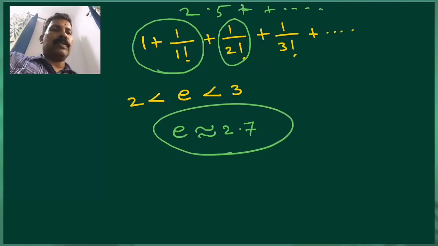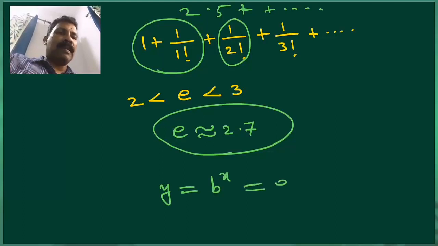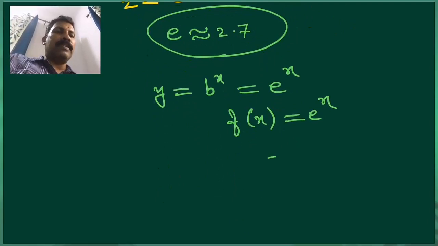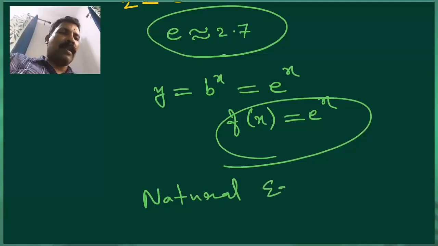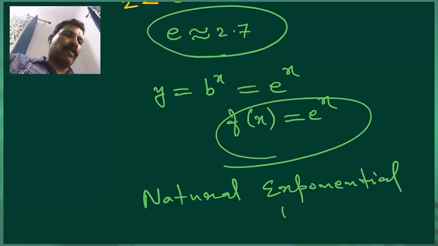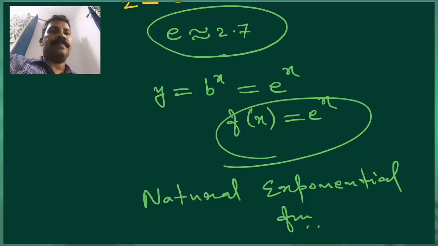So we can choose this number as the base, then our exponential function, that is y is equal to b power x, becomes here e power x. Then we take f of x is equal to e power x. Then this exponential function is what is called a natural exponential function.